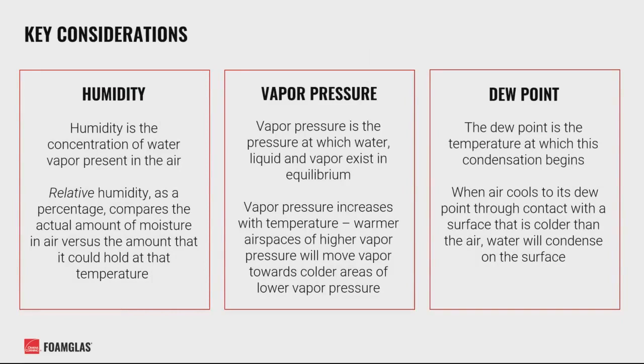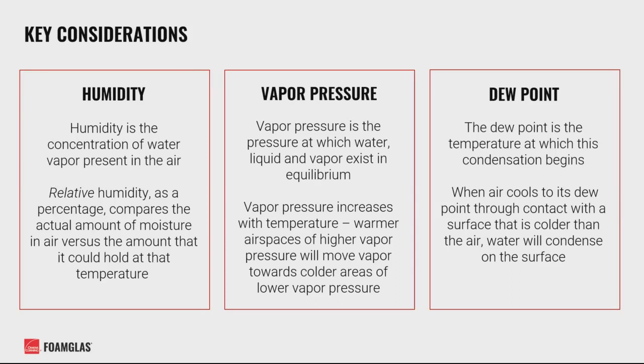Now, I'd like to start off just by covering some key terminology that we'll be using here today. Humidity is the concentration of water vapor present in any given airspace. Relative humidity is a percentage ratio that compares the actual amount of moisture in the air versus the amount it could theoretically hold at a given air temperature. Moving on, vapor pressure is the pressure at which water, both in liquid and vapor form, will exist in equilibrium for a given airspace temperature.